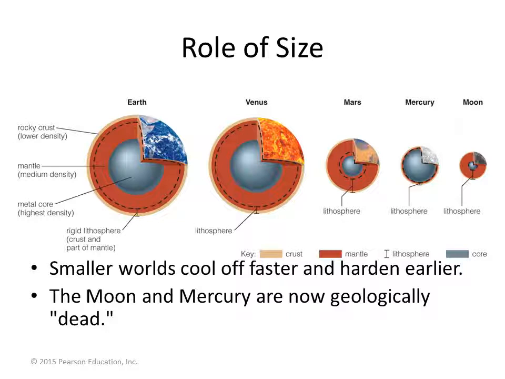What about size? Well, smaller worlds cool off faster and harden earlier. So it's obvious that Mars, Mercury, and of course our moon, being smaller objects, did exactly that. They cooled off faster. So we think the moon and Mercury are pretty geologically dead as far as any tectonic activity or movement of plates or anything like that.